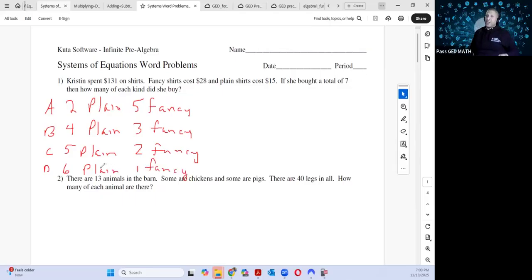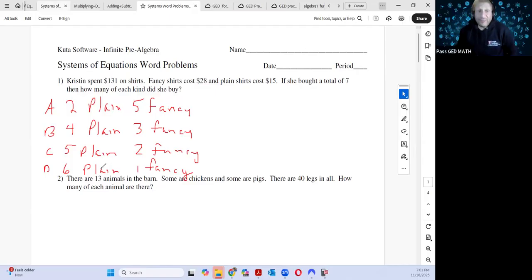So Kristen spent $131 on shirts. Fancy shirts cost $28. Plain shirts cost $15. If she bought a total of 7, then how many of each kind did she buy? This is a system of equations. I wouldn't tell you to solve this as a system of equations. What I would tell you is use the multiple choice answers to solve this problem.